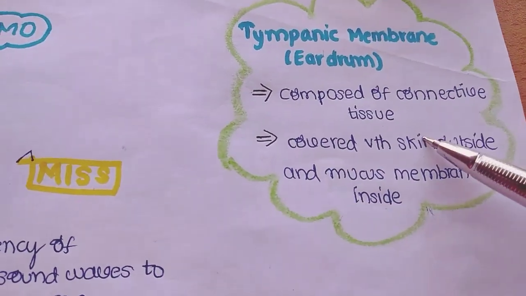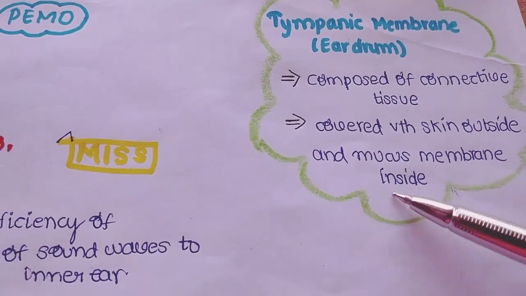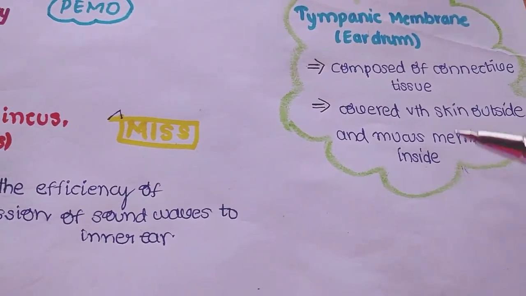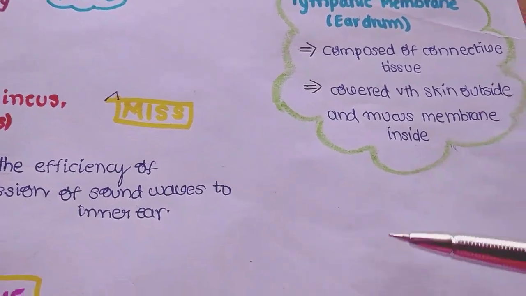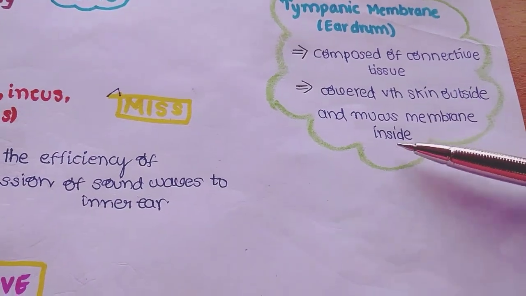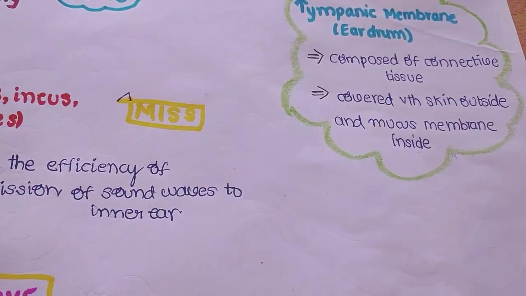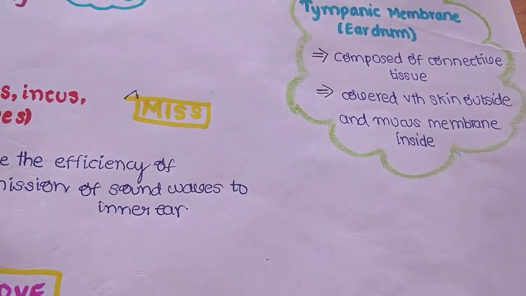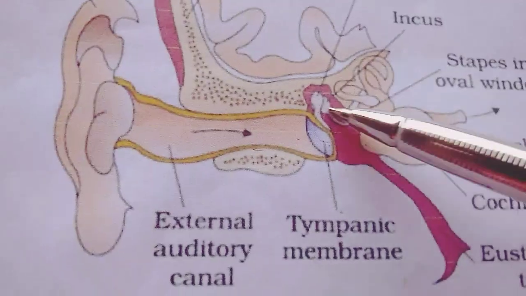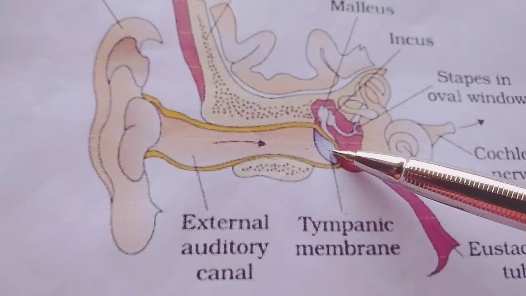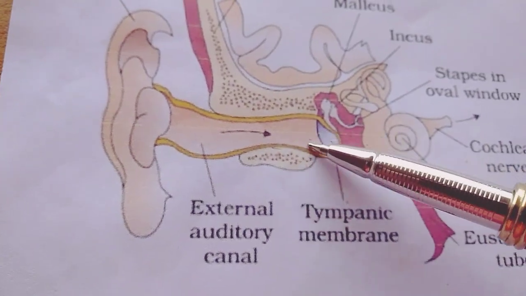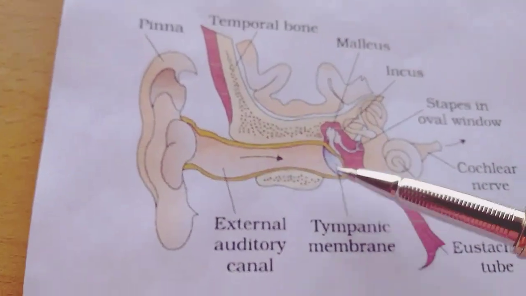The eardrum is composed of connective tissue and is covered with skin outside and mucous membrane inside. Just remember the basic thing, the skin will be the outer covering everywhere and the mucus will be present inside. A question may arise from this point: which is the outer covering, and is mucus present outside or inside? Be careful with this point. This is the tympanic membrane, that is the eardrum. It is covered with skin outside and mucus inside, and it is composed of connective tissue.